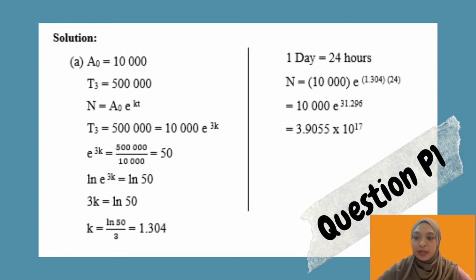To find K, we use the equation 500,000 equals 10,000 times e to the power of 3K. After dividing 500,000 by 10,000, we get 50. After taking the natural log of both sides, we get K equals 1.304. After 1 day, which is 24 hours, we use the equation N equals 10,000 times e to the power of 1.304 multiplied by 24, and we will get the answer.